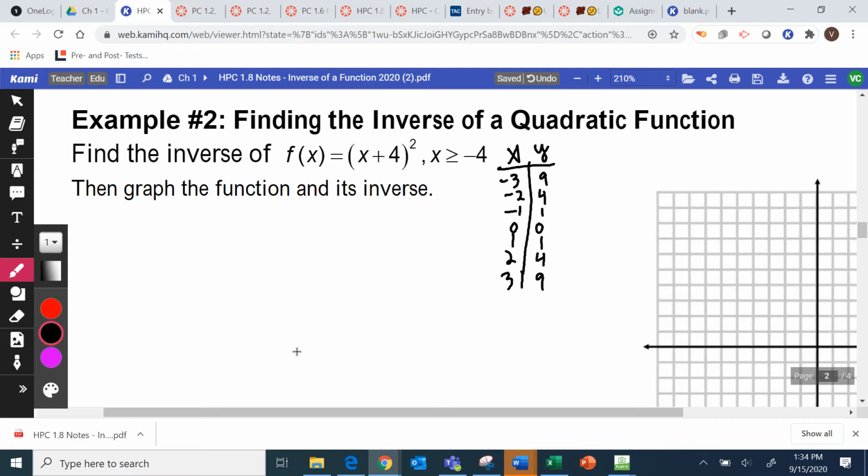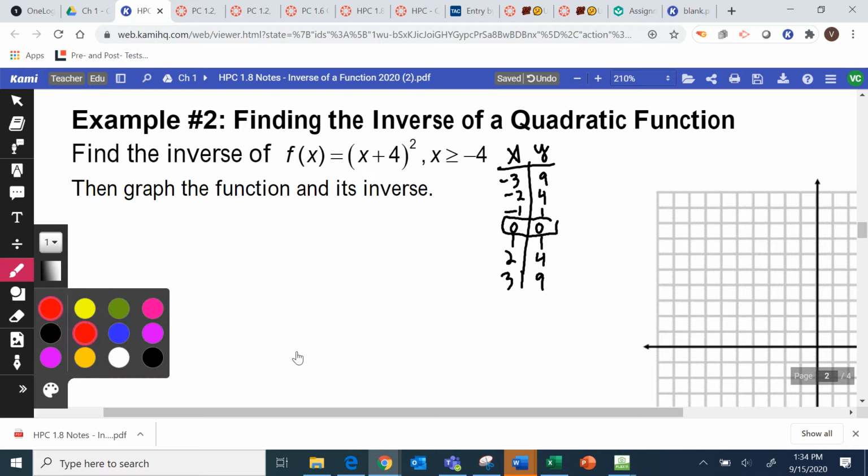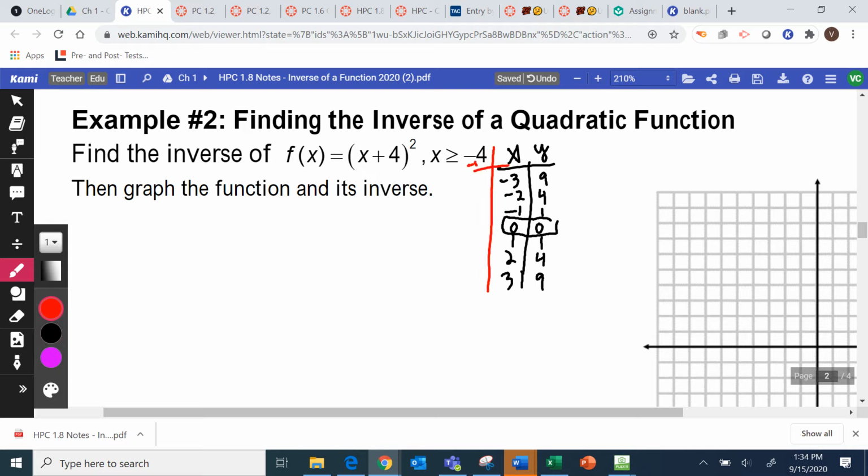So this is my parent function. My original vertex is at 0, 0. Now I'm going to transform it. You guys told me left 4, so I'm going to subtract 4. And then I can get rid of the original x's and just use the new x's. So where is my new vertex? My new vertex is at negative 4, 0. So it's in that same line still.